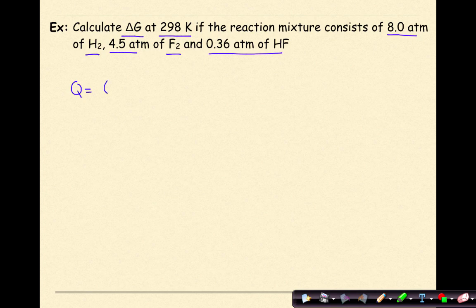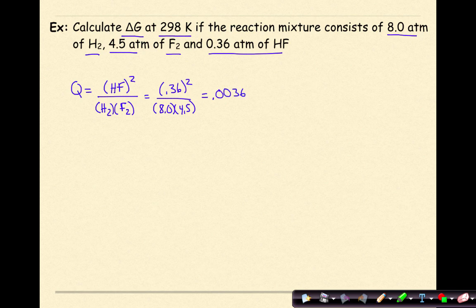So I'm going to write an expression to represent this. We are dealing with pressures, so I'm going to use parentheses. HF squared will be on top of my reaction quotient, H2 on the bottom, F2 on the bottom, and then I'm going to plug in my pressures. So 0.36 squared. My H2 is going to be 0.8 atmospheres, and then my fluorine is going to be 4.5 atmospheres. When I calculate this out, I get 0.0036, which I'll ultimately use to represent Q.